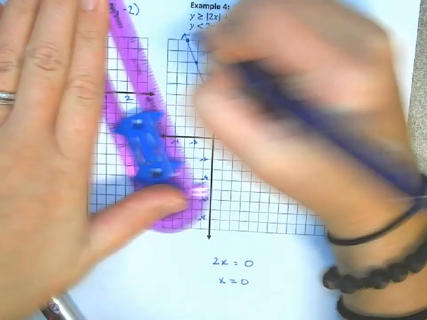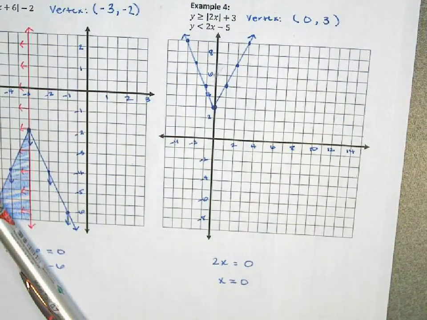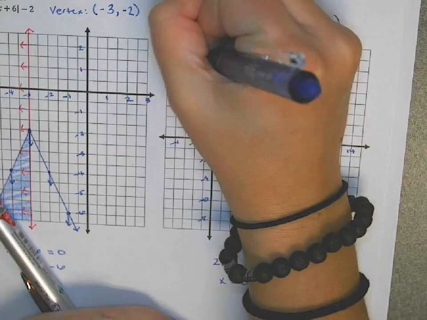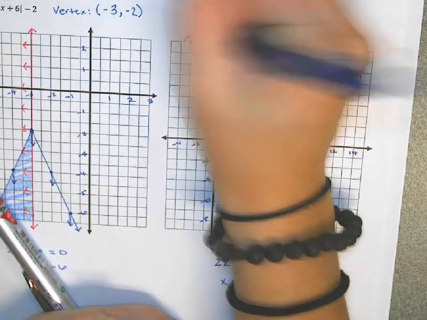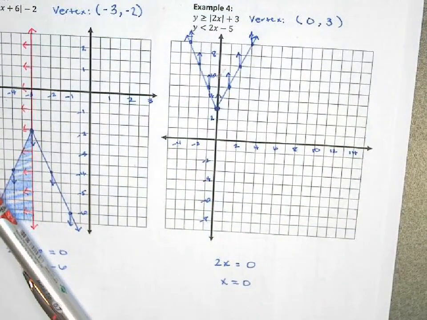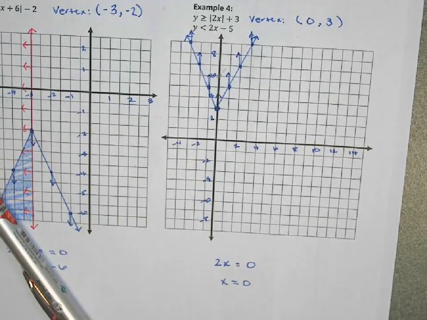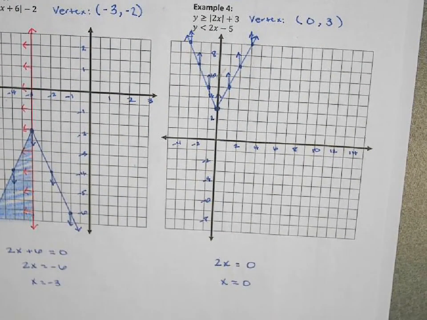Now, since y is alone, it says y is greater. Where is y greater? Up or down? Up. So from all those points, we're going to have to shade up. So I'm going to draw my arrows going up. Okay. Not shading yet, though, because I'm going to wait till I have both my inequalities graphed, and then I'll shade what I need to.